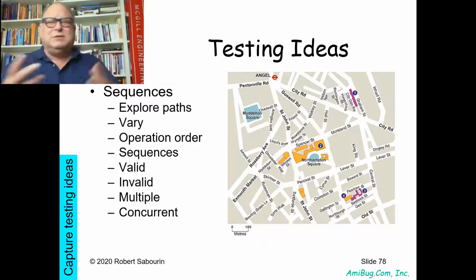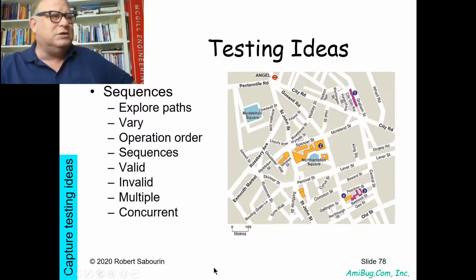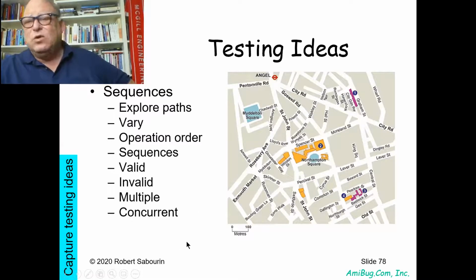So basically, this is sequences of operations where we vary the paths and vary the way we walk through it. We may try valid things, invalid things. And if you've got something like this, you might try concurrency, multiple things at the same time. Sequences of operations, order of operations. You may well see this also in applications like calculators, for example, where you can have pretty much any key in any order. So that's sequence of operations testing ideas. It leads to a lot of path analysis.